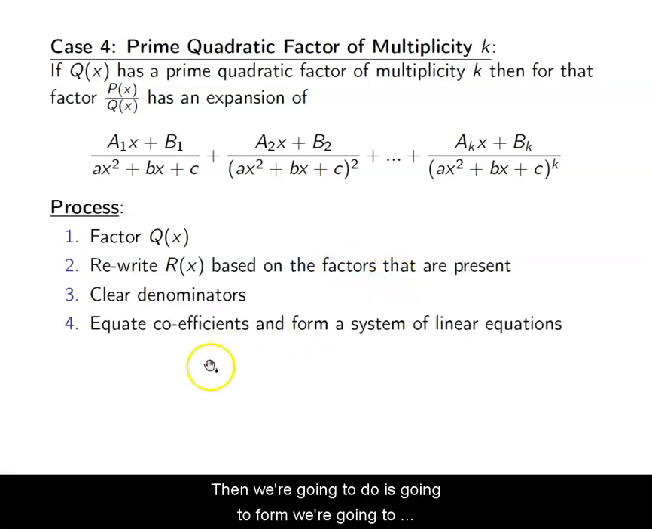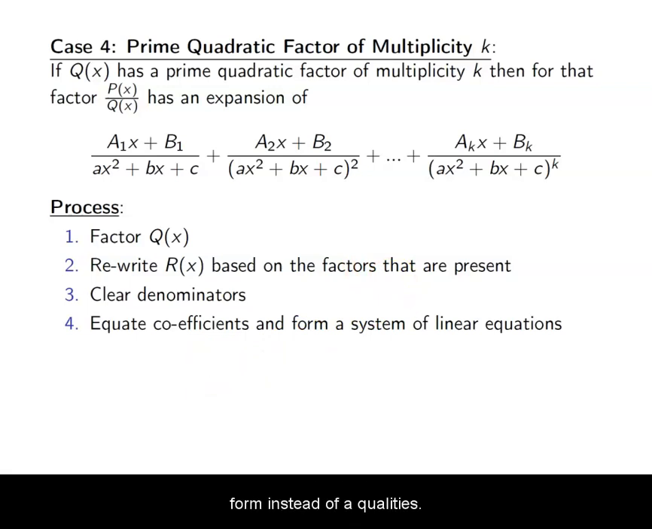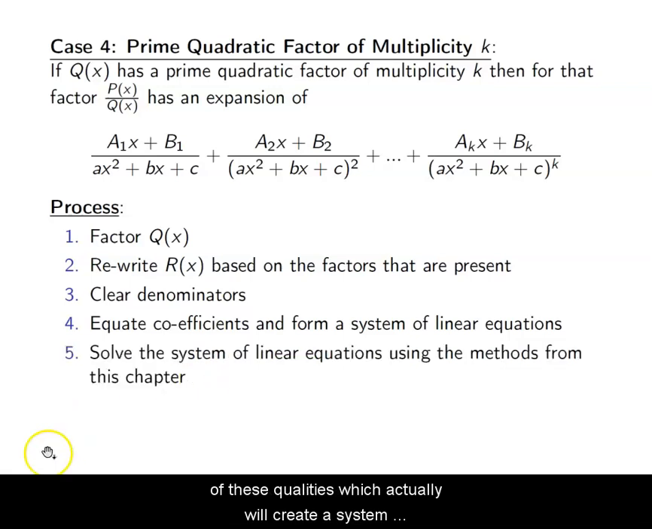Then what we're going to do is form a set of equalities. If I have some x squares present, I'm going to say all the x squares on the left side are equal to the number of x squares I have on the right side. For my x's, the number of x's I have on the left side is going to equal the expression I have for x's only on the right side. The constants on the left side are going to equal the expression I have for constants on the right side. So I'm going to form a bunch of equalities, which actually will create a system of equations for me.